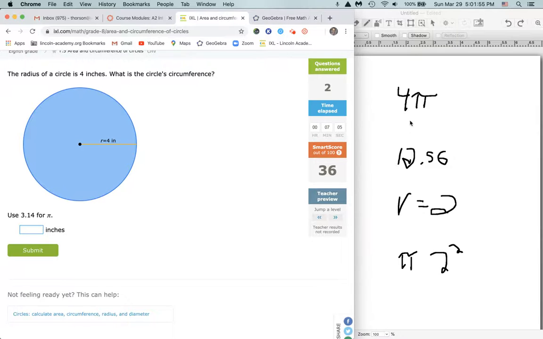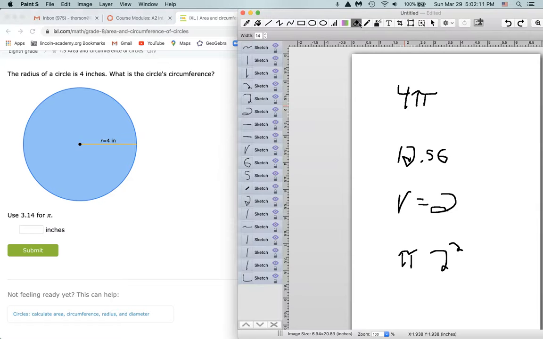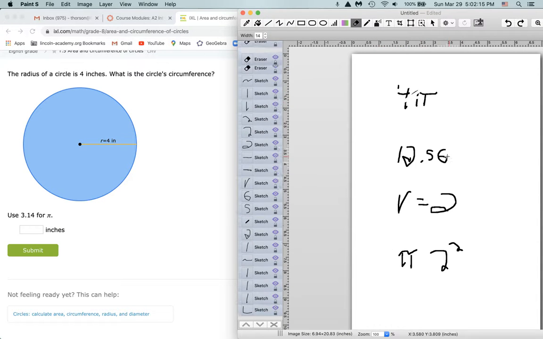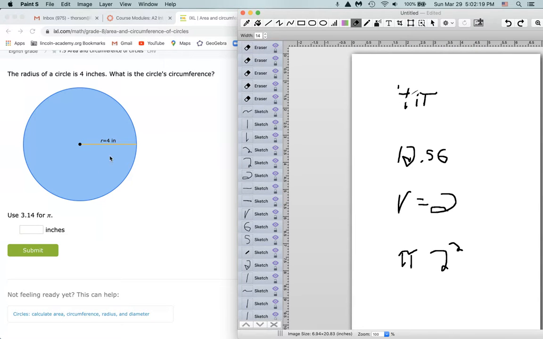Now be careful on this one. This one's going to be a little bit harder because it says the radius of the circle is 4 inches. What is the circle's circumference? So circumference uses twice the radius, not the radius squared. It's an easy mistake students will start to make. They'll start to accidentally add when they should be subtracting. All right, so let's do that.